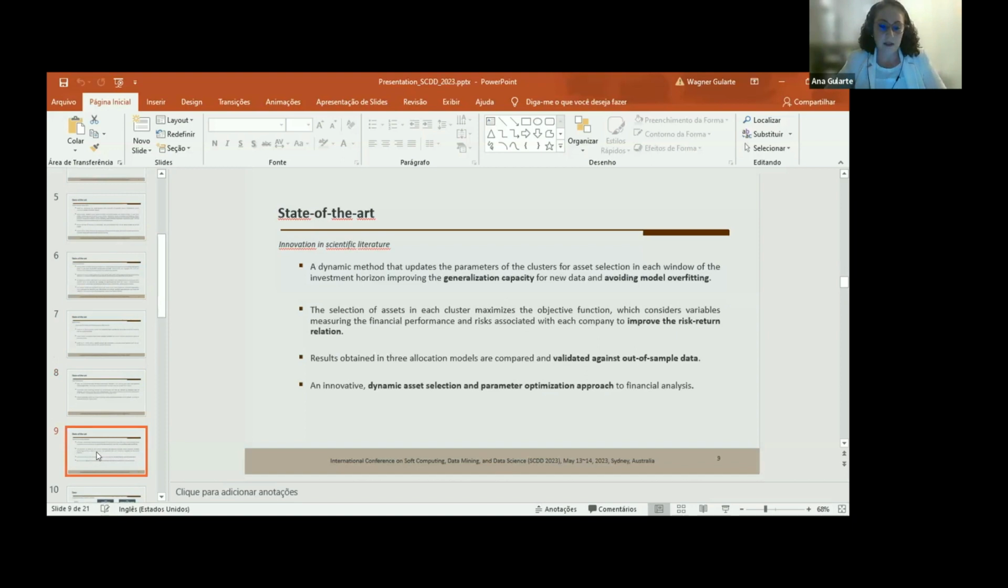Innovation in this scientific literature. This study presents a methodology distinct from previous investment studies. Dynamic methods that update the parameters of the cluster for asset selection in each window of the investment horizon, improving the generalization capacity for new data and avoiding model overfitting.